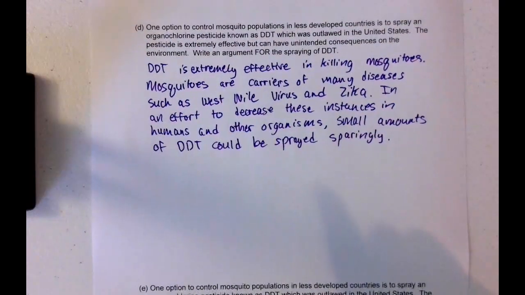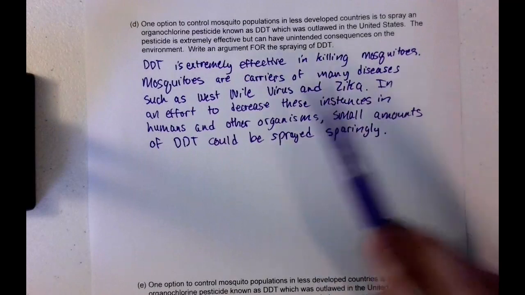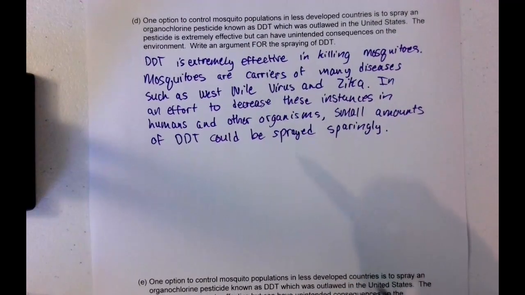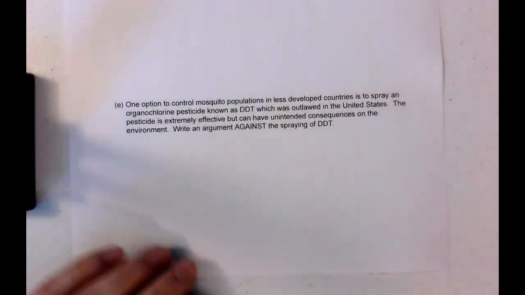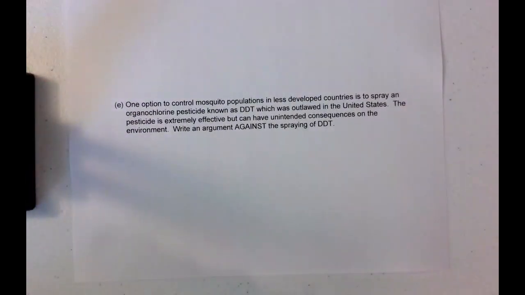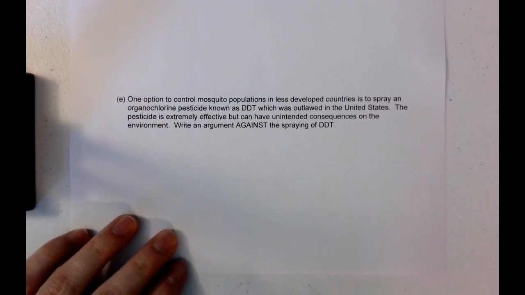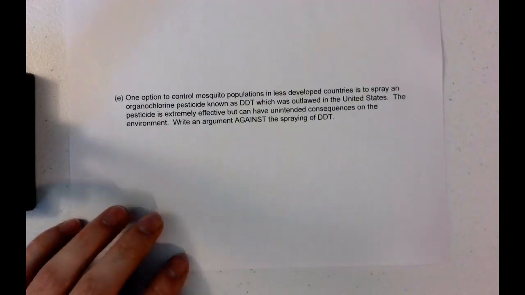It's really bad, actually. But if they use it in small amounts and they spray it in places where mosquitoes usually congregate, like around water, or standing bodies of water where they usually lay their eggs, they could probably really decrease the concentration if they really need to get rid of these mosquitoes. Okay, and then letter E is saying one option to control is to spray DDT. Write an argument against the spraying of DDT.